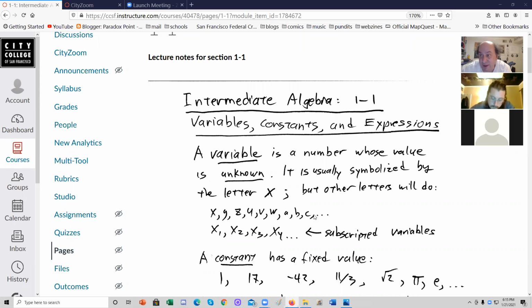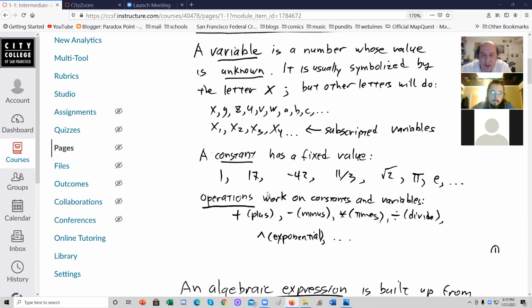And sometimes because there's more than 26 unknown things in the universe, we use subscripts: x1, x2, x3, x4. The 1, 2, 3, 4 don't have anything to do with the numerical value of the variable. It's just a list of different unknown things. A constant is a number with a fixed value: 117, 11 thirds, -42, square root of 2, pi, e, and it goes on forever from there.